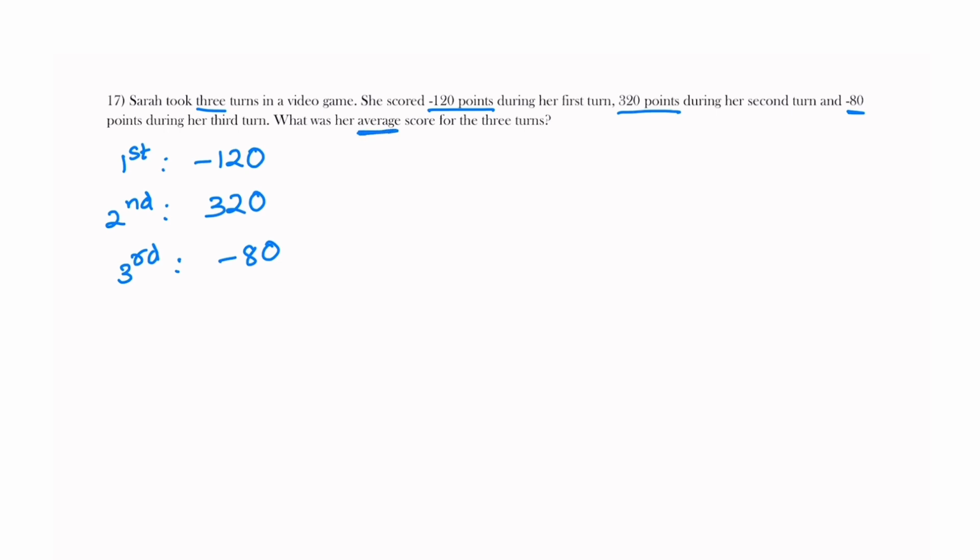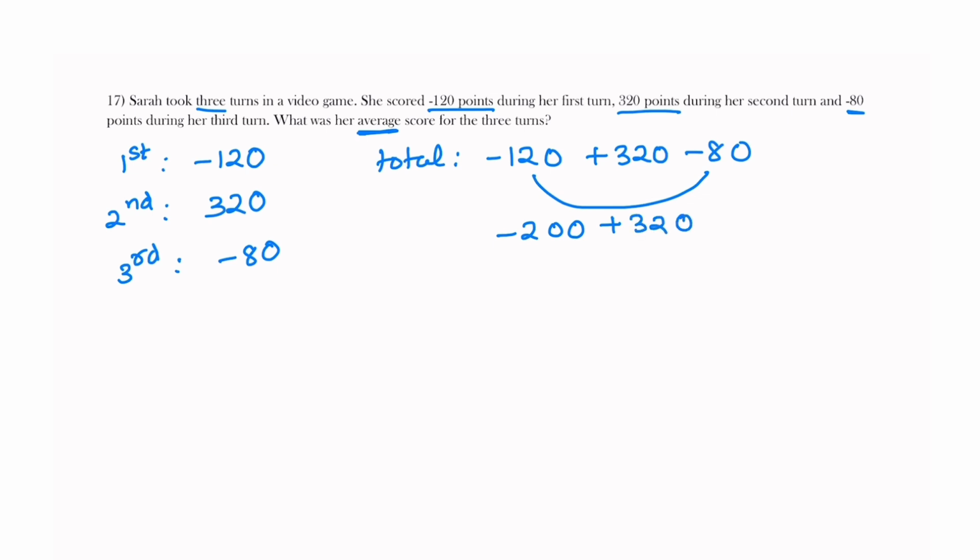What are we supposed to find? Average score. So what's the total first? Do we know the total here? So let's get the total. Minus 120 plus 320 and minus 80. This together makes it minus 200 plus 320, which is 120. So that's the total.